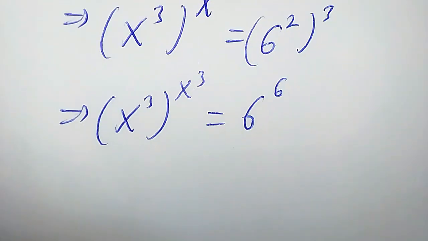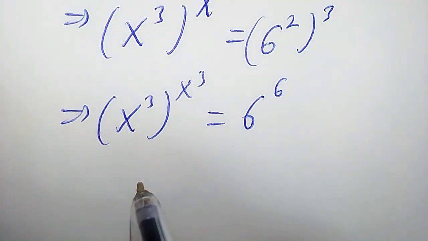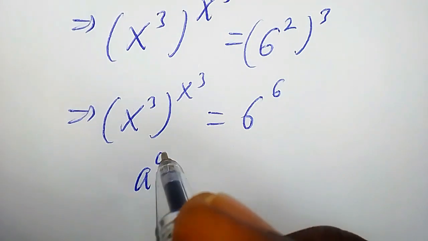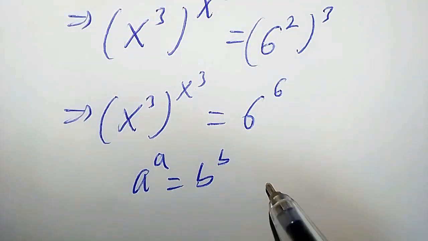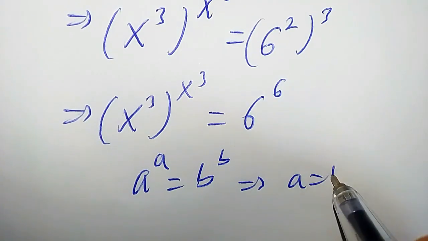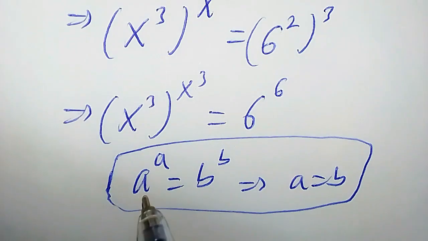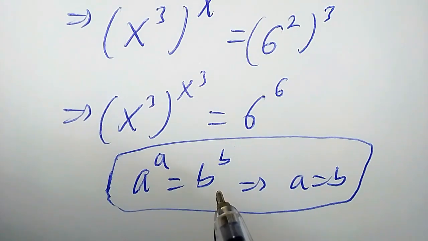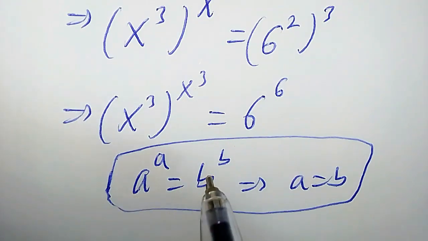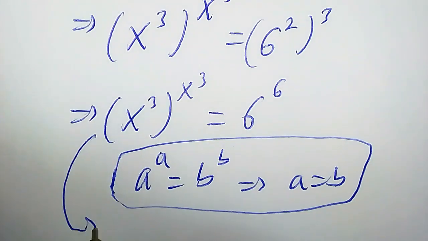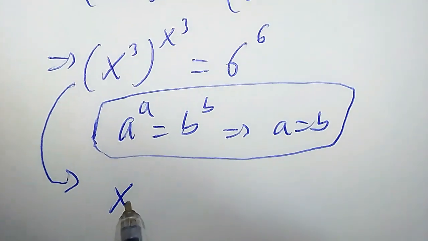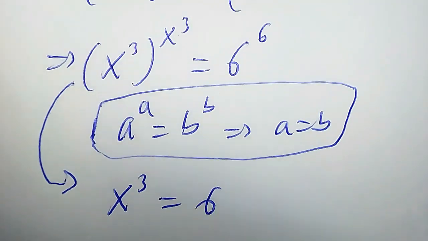6. Now, let us recall this property. It says, whenever we have a to the power of a equal to b to the power of b, this implies that a is equal to b. That is, the base is the same thing as the exponent, likewise on the right hand side. So using this property for this guy, we're going to have x cubed equal to 6.